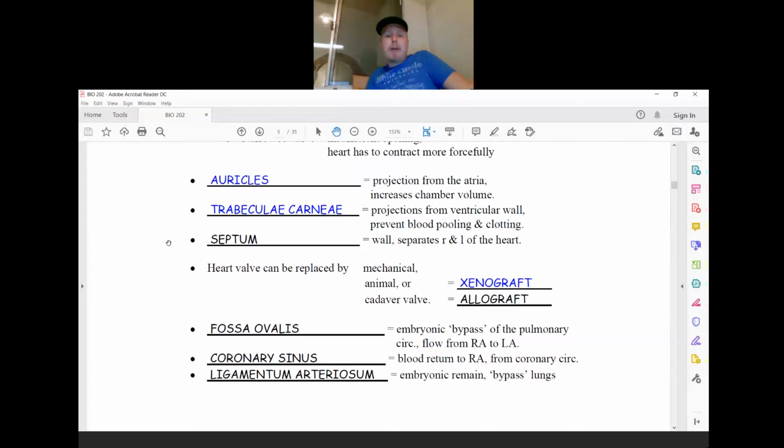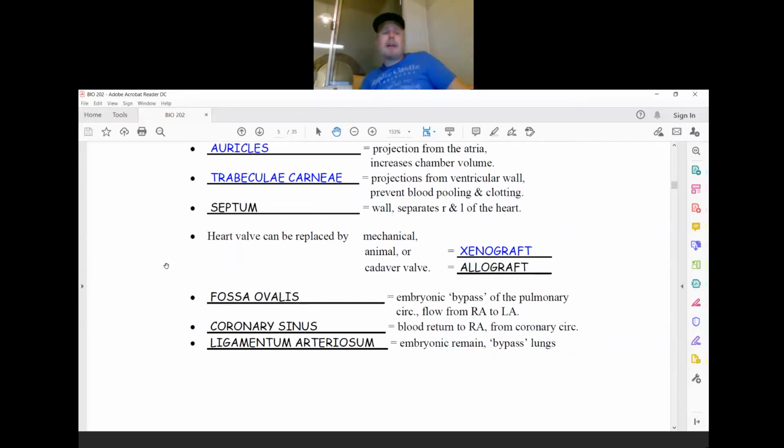We talked about the septum, interventricular septum. So septum refers to a wall of some kind. In this case, it was to separate the right and left side of the heart. So interventricular septum separates the ventricles of the right and left side of the heart.